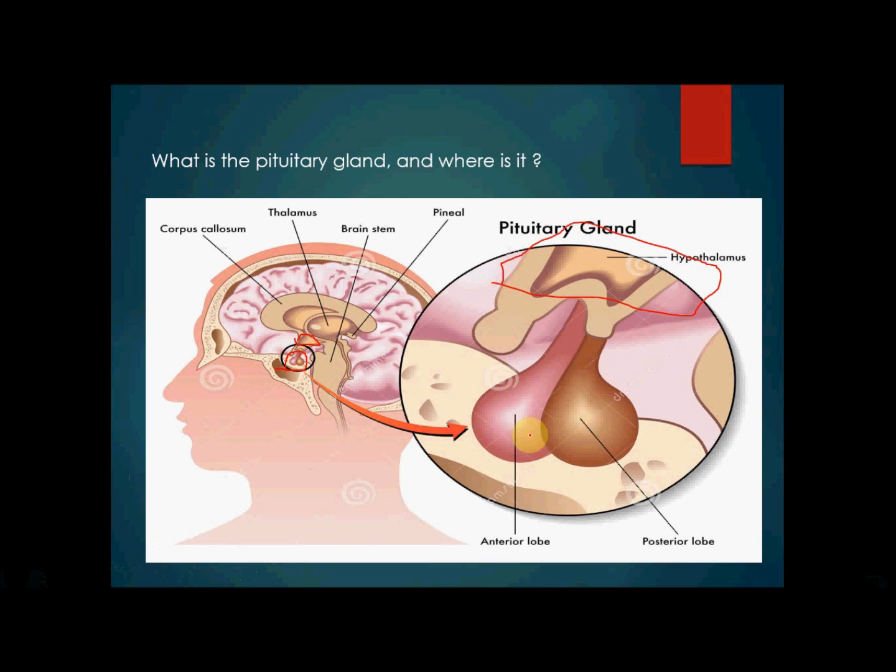Now we have two lobes: the anterior lobe, which represents most of the hormones that it secretes, and the posterior lobe, which mainly stores these hormones, and they are secreted when needed.